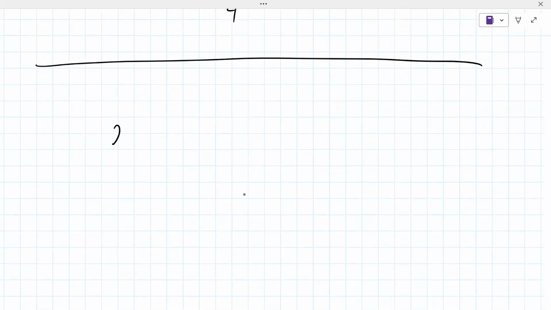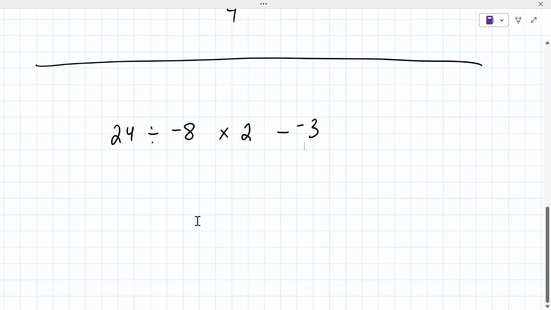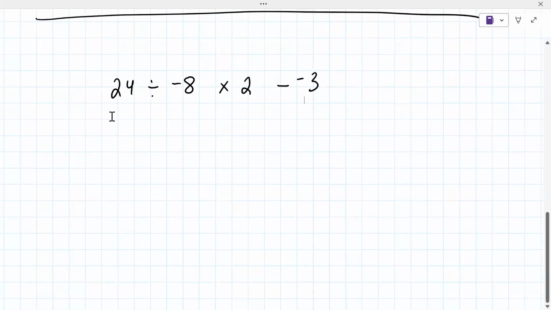Let's do 24 divided by -8 times 2 minus a -3. Okay, so I want you to work on this. Make sure you start from left to right.